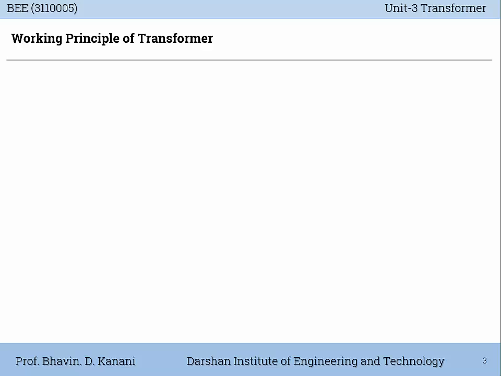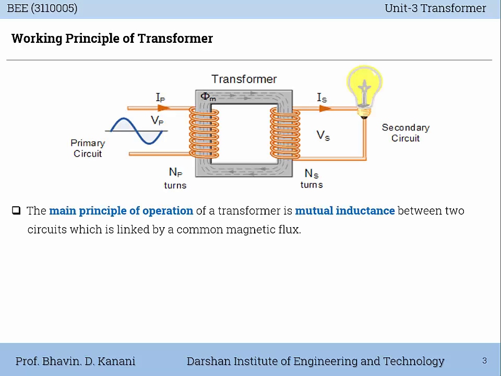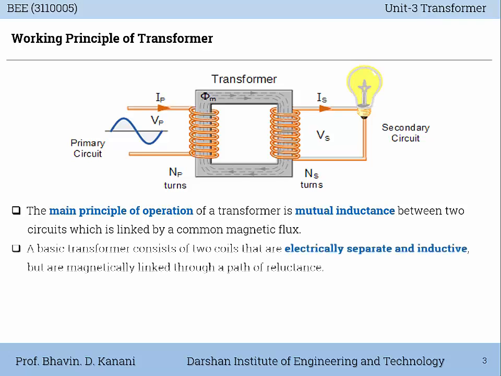The working principle of transformer. As seen from the figure, the main principle of operation of transformer is mutual inductance between two circuits which is linked by a common magnetic flux.